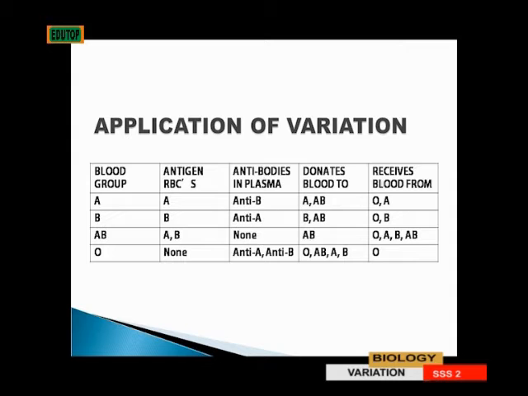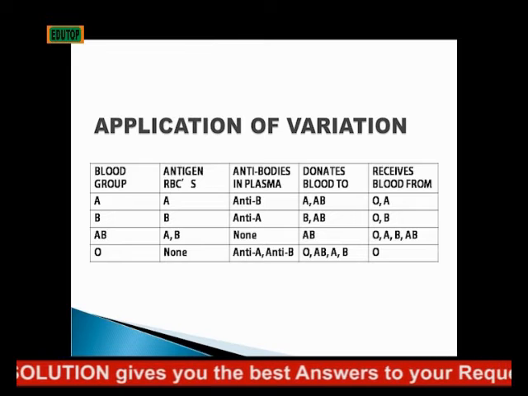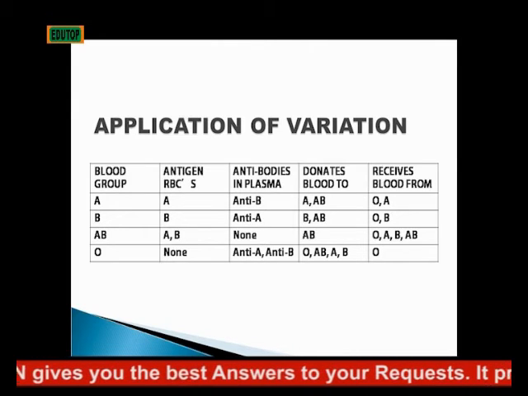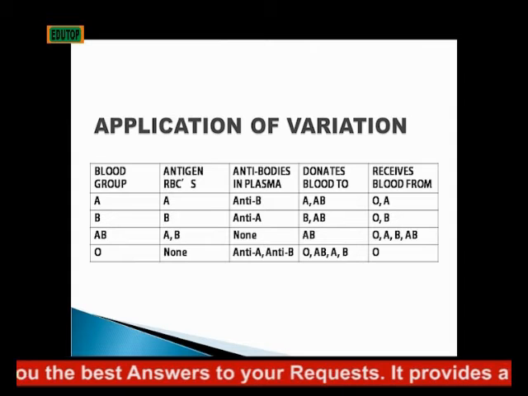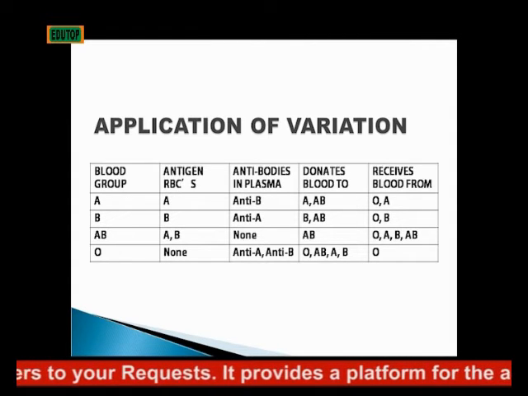Then they can receive from everybody. They cannot donate to any other person except people with their own blood group. But they can receive from anybody. They can receive from A, they can receive from B, they can receive from O, they can receive from AB. So they are universal recipients, while O is universal donor.